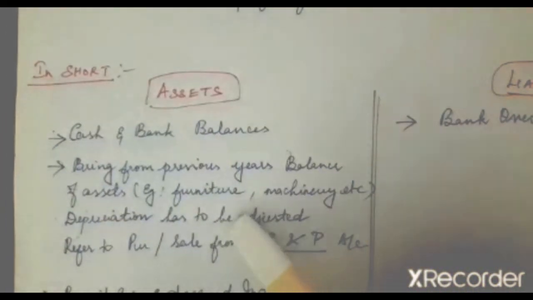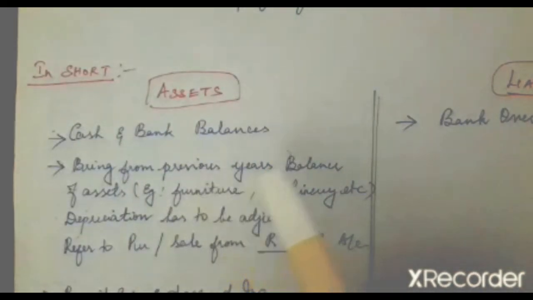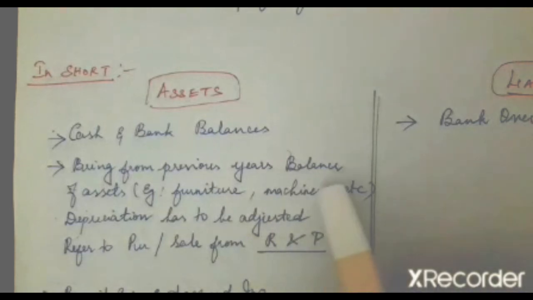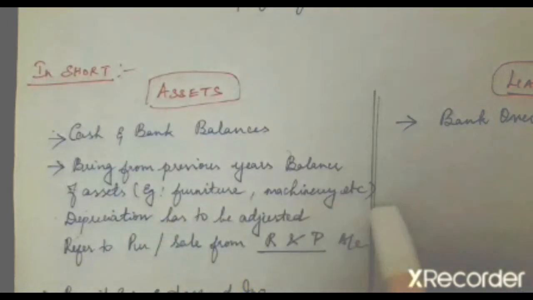Now the next thing to be shown in the assets is taking the assets from the previous year's balances. If there are any assets like furniture or machinery, etc., we have to also bring them and show them in the current year's balance sheet. That is on the asset side. But make sure that depreciation has to be adjusted. Depreciation has to be adjusted means it needs to be deducted. Final accounts, the same thing.